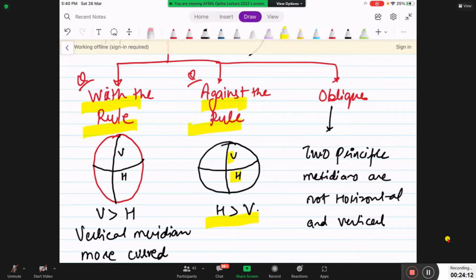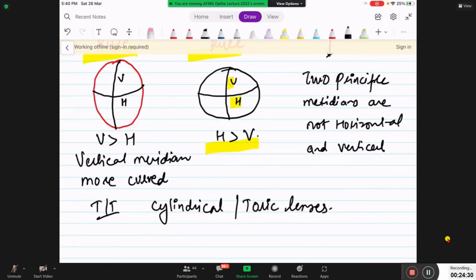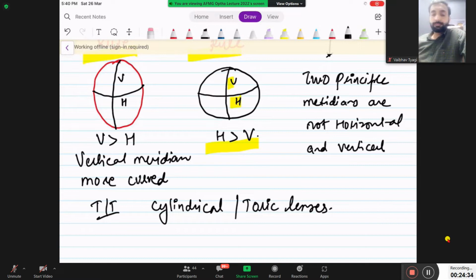Okay. Now talking about the treatment of astigmatism, you prescribe cylindrical spectacles or toric lenses. Cylindrical or toric lenses are prescribed in astigmatism.